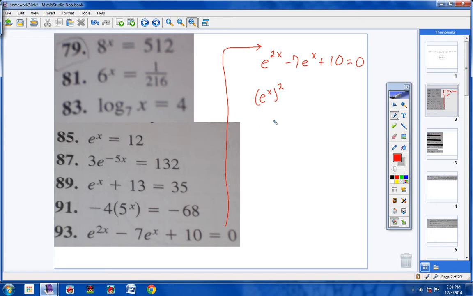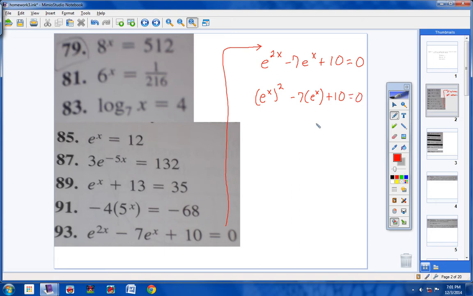There. Now students, you should recognize that's the exact same thing as this right here. Anytime you have a power raised to a power, you multiply your exponents, and x times 2 is 2x. Now over here, I want to have negative 7 parentheses e to the x. I'm going to show you why I did that in just a second, okay?